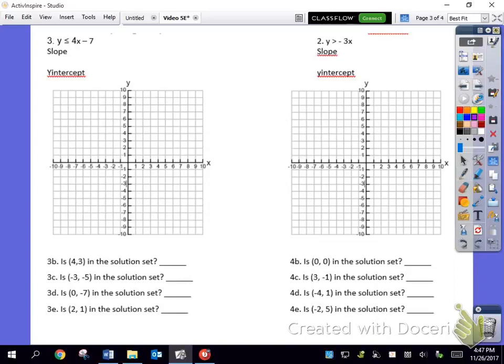You got a slope of 4 and a y-intercept of negative 7. So negative 7, I put my dot. The slope is 4. Remember, slope needs to be a fraction, so 4 over 1. Go up 4 over 1. So up 4, 1, 2, 3, 4 over 1.